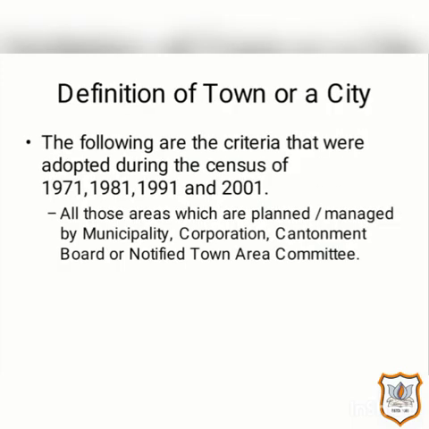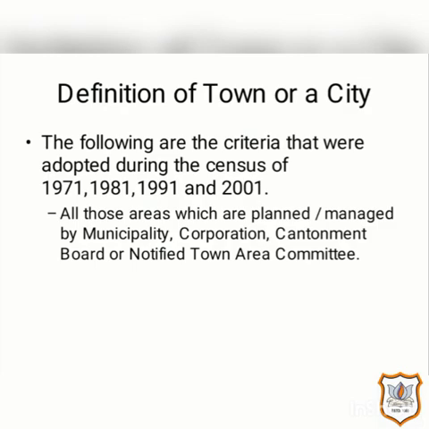Now, talking about the definition of a town or what is a city. First of all, in 1951, the definition of a city or a town was very broad. But by 1961, this definition became narrow. However, the following are the criteria which were adopted especially after the census of 1971, 81, 91 and even 2001.